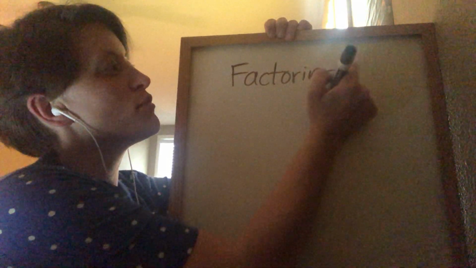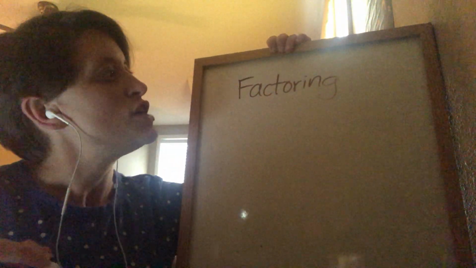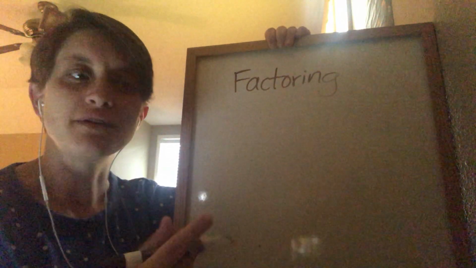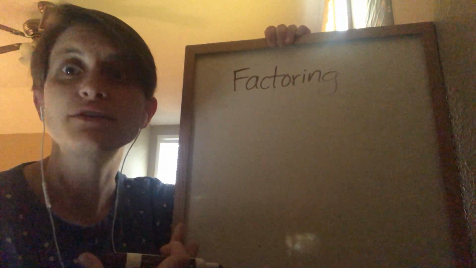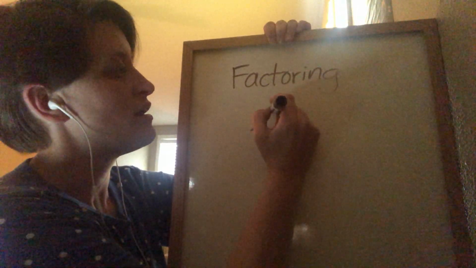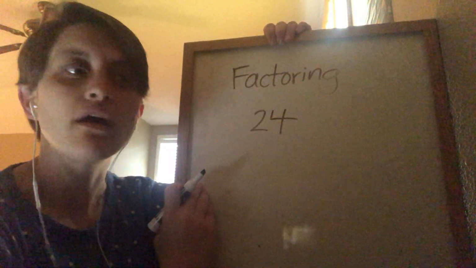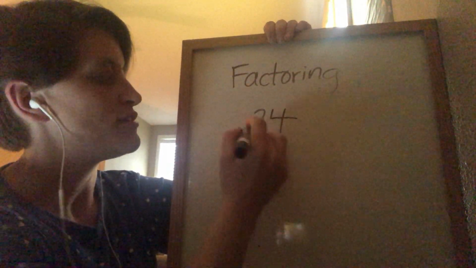And I'm using a brown marker. I hope it shows up well. That looks pretty good. Okay, so whenever we're talking about factoring, in our class we're talking about factoring polynomials. However, we can factor a number. So let's factor 24. Now there are lots of ways to factor 24.